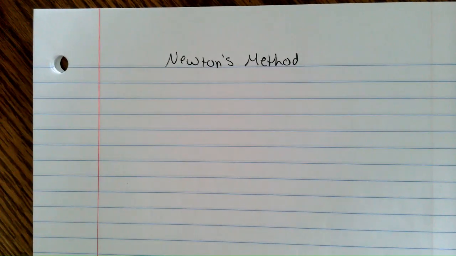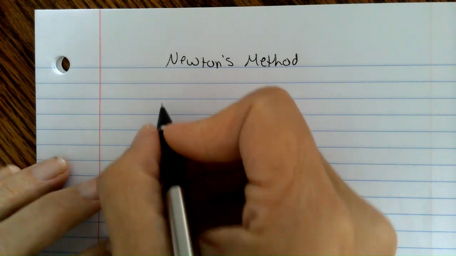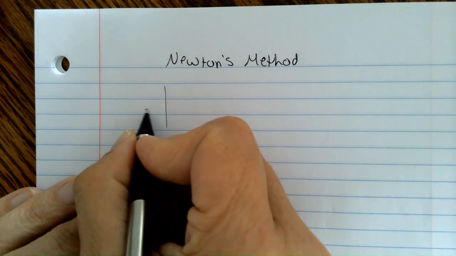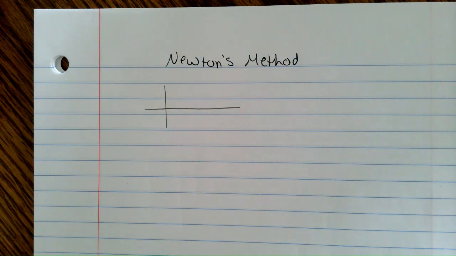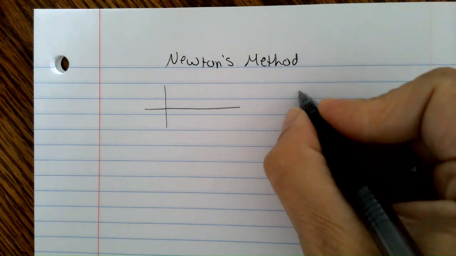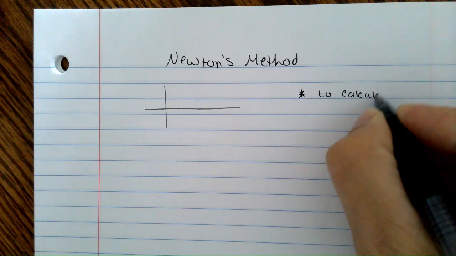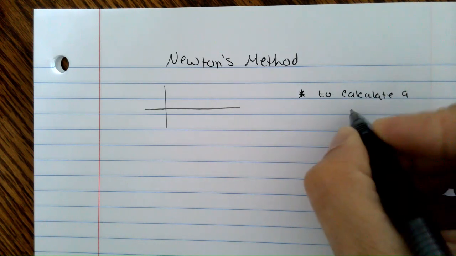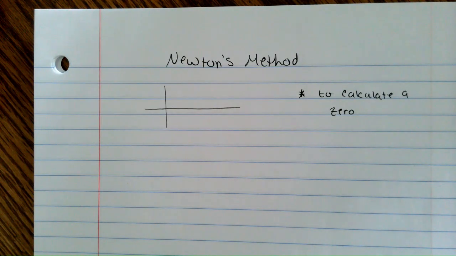Welcome to Newton's method. We do a lot of things these days with our graphing calculators, but obviously they were not available many moons ago whenever the original mathematicians and Greeks were working on things. So Newton's method, what's the point of it? Is to calculate a zero. Okay, and it's not going to be perfect, but it's going to be pretty accurate. So we're going to try this without a graphing calculator.